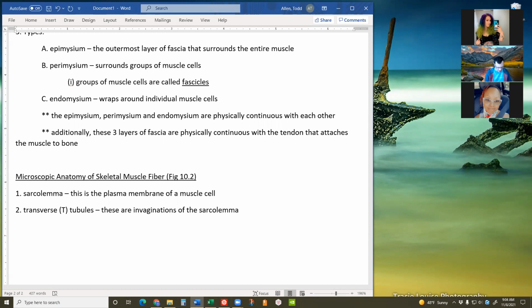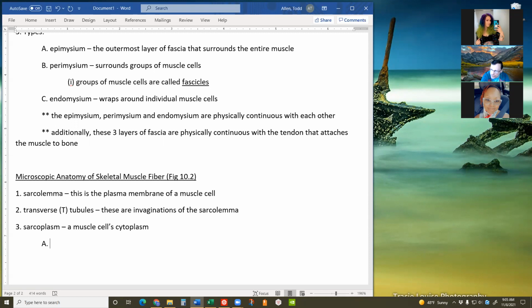Okay. Number 3 here, sarcoplasm. Sarcoplasm is probably what you could guess. The sarcoplasm is the muscle cytoplasm, a muscle cell cytoplasm. There's a couple things I want to draw your attention to here about the sarcoplasm.